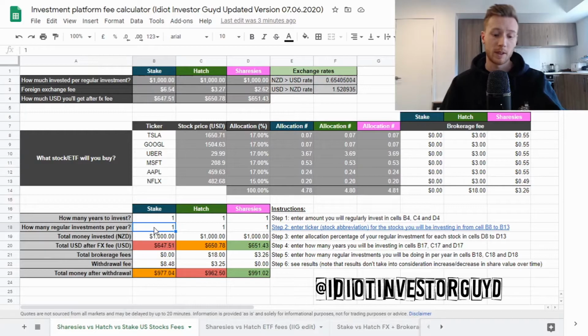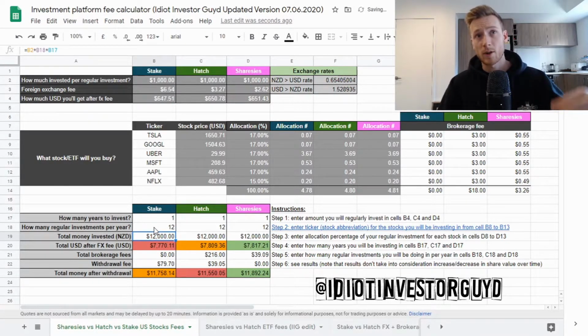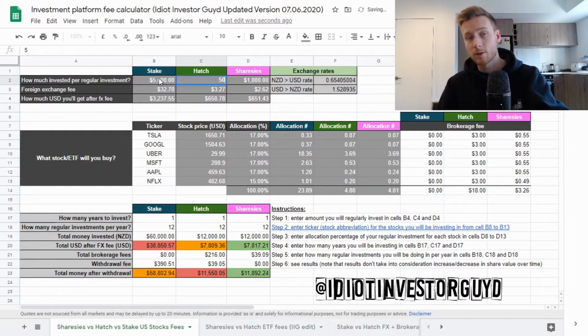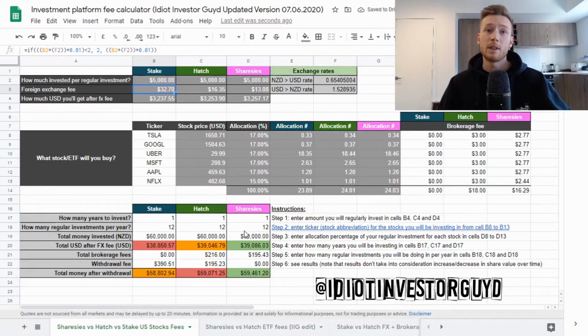If I change this to be 12 investments per year, so I did $12,000 investments throughout a year and then withdrew the money again, you can see it's fairly similar results. Sharesies comes out on top again. And then if we wanted to maybe say we're going to make $5,000 contributions across all the different platforms, you'll see the numbers will start to change again. So you need to just keep playing around with this, but my suggestion is just put in what you're anticipating to do.